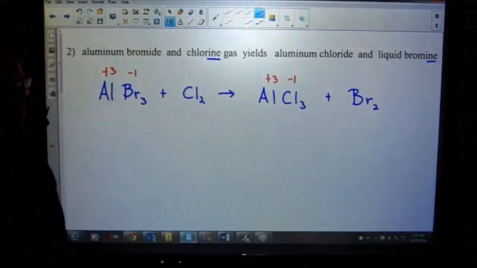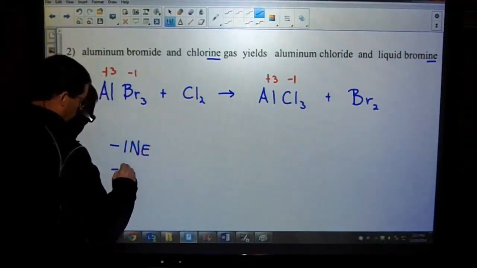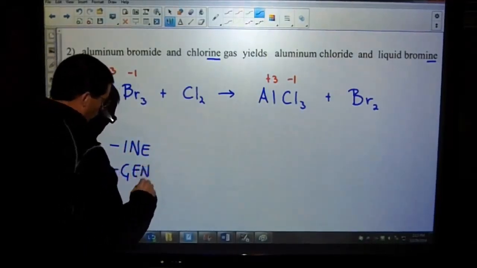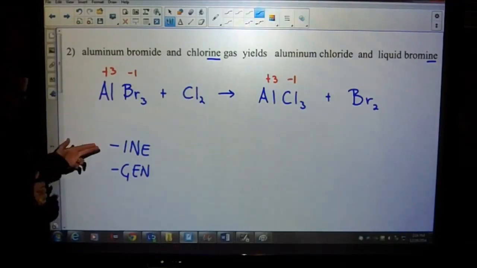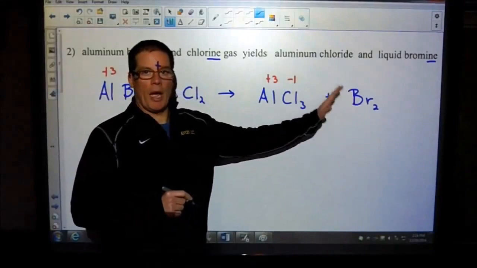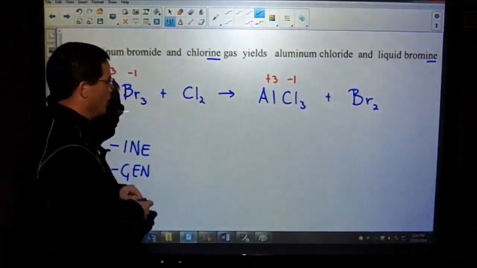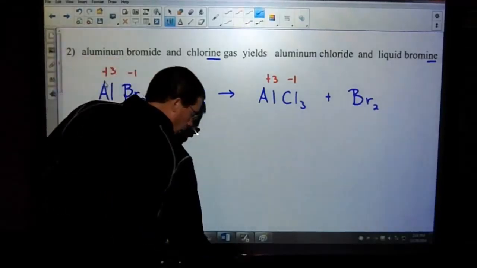Make sure that you remember that if the element ends in -ine or -gen, like hydrogen, nitrogen, oxygen, chlorine, bromine, iodine, all those things, if it ends in -ine or -gen and it's by itself, it must be diatomic. I will expect you to know that. So be sure that you have that memorized, since we had talked about it before.